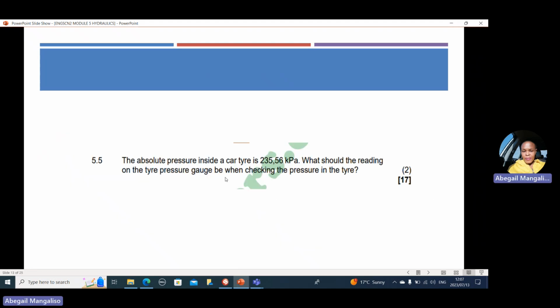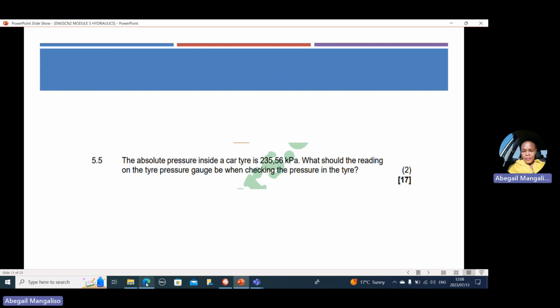Now let's look at this example. The absolute pressure inside the car tire. So you are given the absolute pressure. It is 235,56 kilopascal. Question says, what should be the reading on the tire pressure, which is gauge pressure? You are looking for PMET, the gauge pressure. What should be the reading on the tire if you are given the absolute?